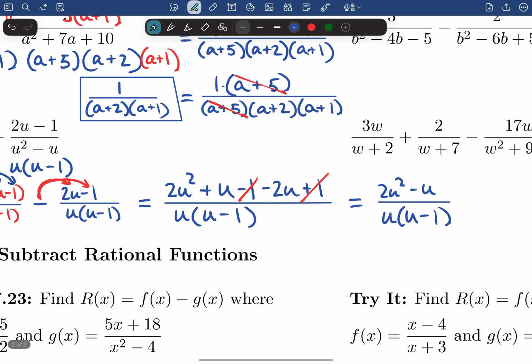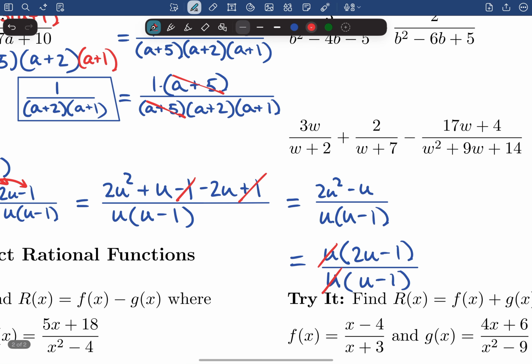Now I look to see if there's a GCF in my numerator. Can I factor my numerator further? The answer is yes, they share a u in common. So I factor out the u, and I'm left with a 2u minus 1. Okay? And my denominator is still that u times u minus 1. And what's great is this u factor kills that u factor. They cancel each other.